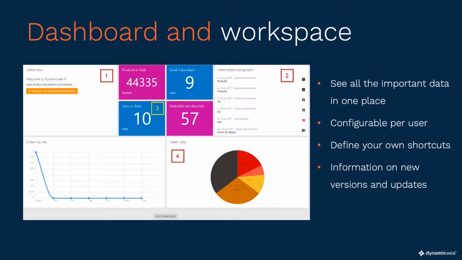The first major piece that we touched on was the dashboard and the workspace. In the dashboard, when you log into Dynamic Web 9, you can see all of your important data in one place. This is fully configurable per user, so you can define your own shortcuts when you're coming on there. And in the top left corner where you see the latest news, you can also see any new versions and updates that are made available to you. So you can keep abreast of any new updates that are coming out from Dynamic Web.